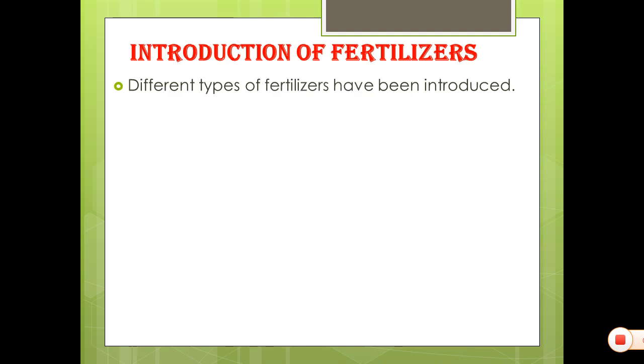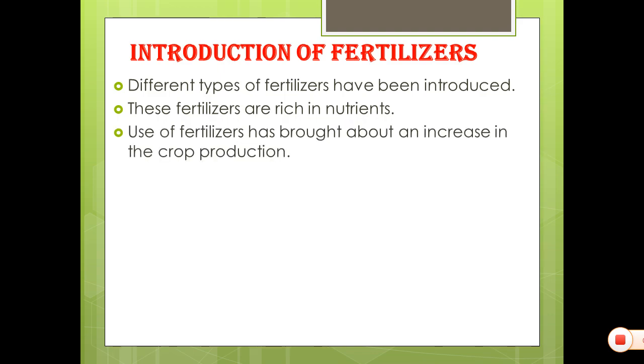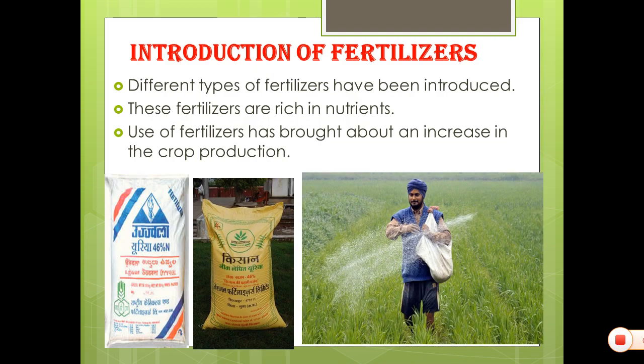Now the second thing was fertilizers. Different types of fertilizers have been introduced. These fertilizers are rich in nutrients. Use of fertilizers has brought about an increase in crop production. You can see below there are some examples of fertilizers, which is commonly called urea. Friends, this works as a nutrient for the crops to grow better.